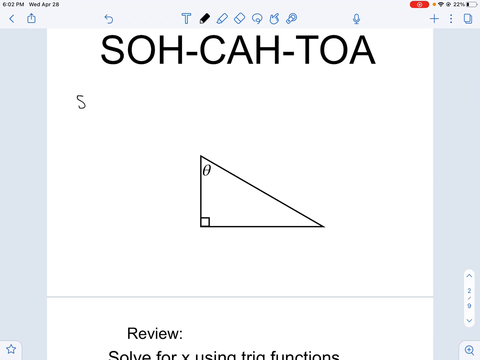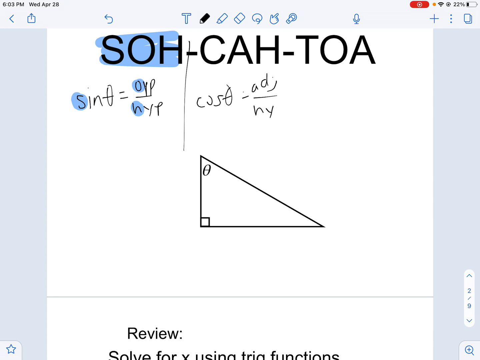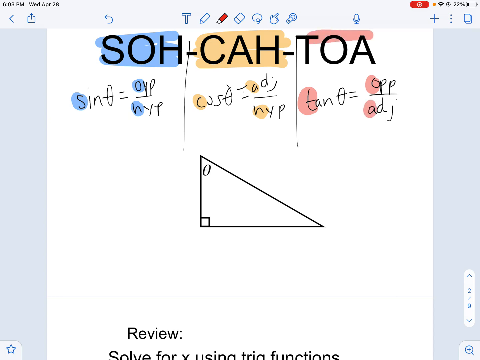We've got sine theta equals opposite over hypotenuse. SOH. Cosine theta is adjacent over hypotenuse. CAH. And our last one, tangent theta, is opposite over adjacent. And we get this from TOA.